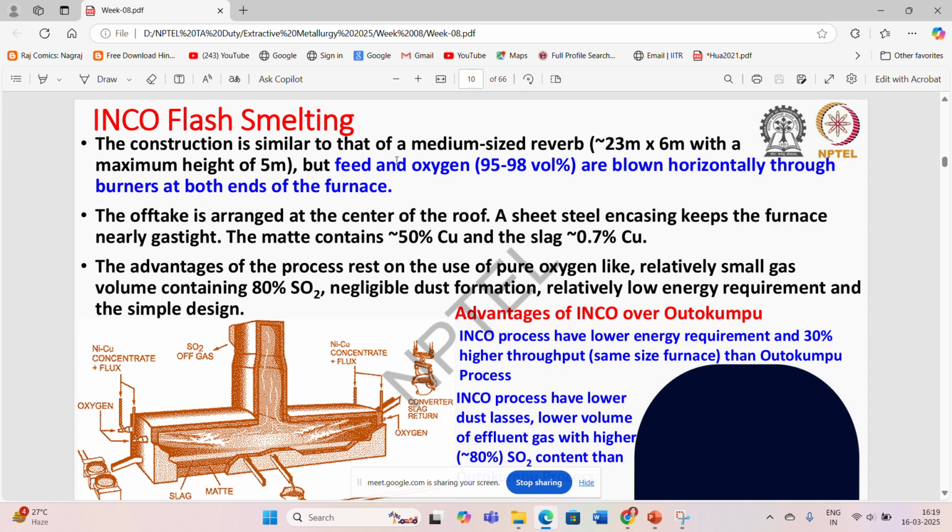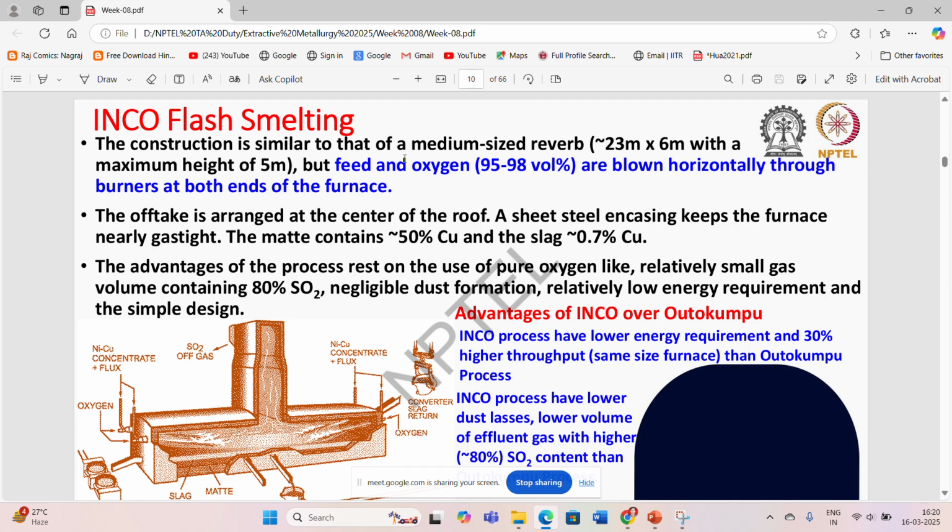When we were talking about the Outokumpu flash smelting process, it was a co-current process. From the top, we were feeding the material in powder form so that it can oxidize in the presence of oxygen, which is at a temperature of around 500 to 600 degrees Celsius. In the Inco flash smelting process, we go with a horizontal blow of oxygen through burners at both ends of the furnace.